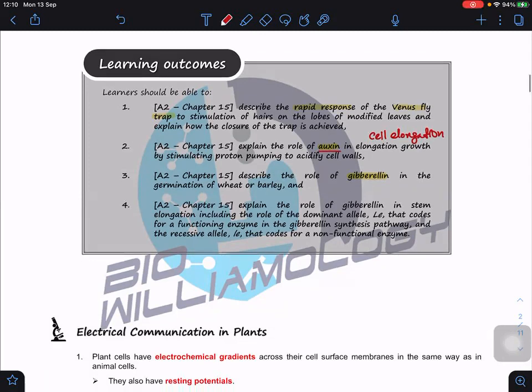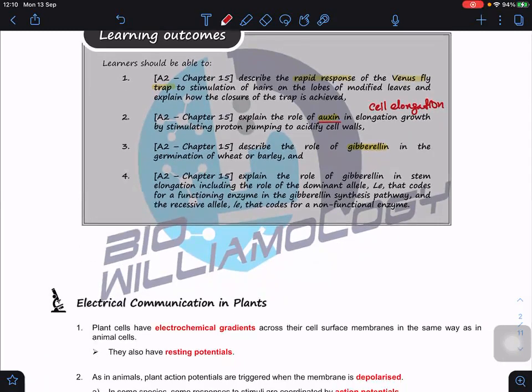And then we're going to describe the role of gibberellin in the germination of wheat or barley. And we're going to look at how gibberellin breaks the dormancy by activation of the gene. So we're going to look at this.